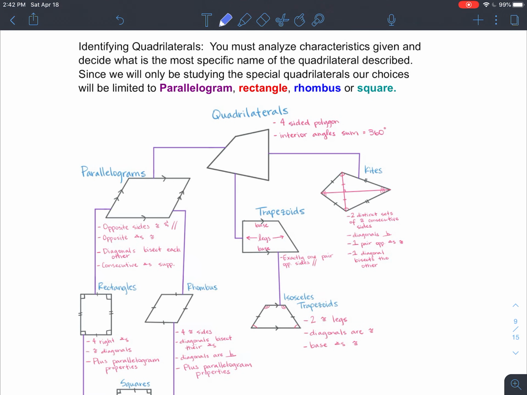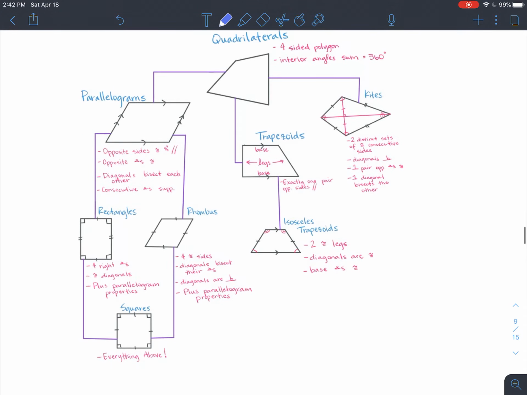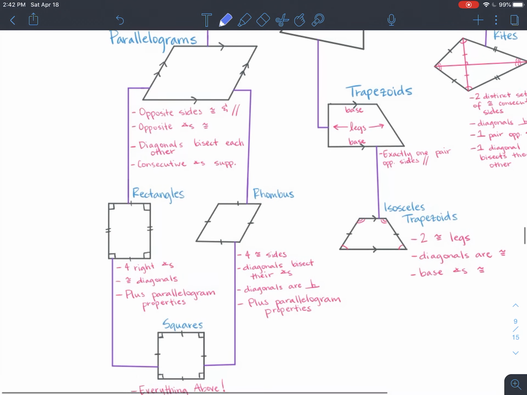All that we're going to have to work with is this left-hand side of the column. We'll go into more detail on that tomorrow, and determining what types of quadrilaterals we have. So make sure that you study this left-hand column over here.